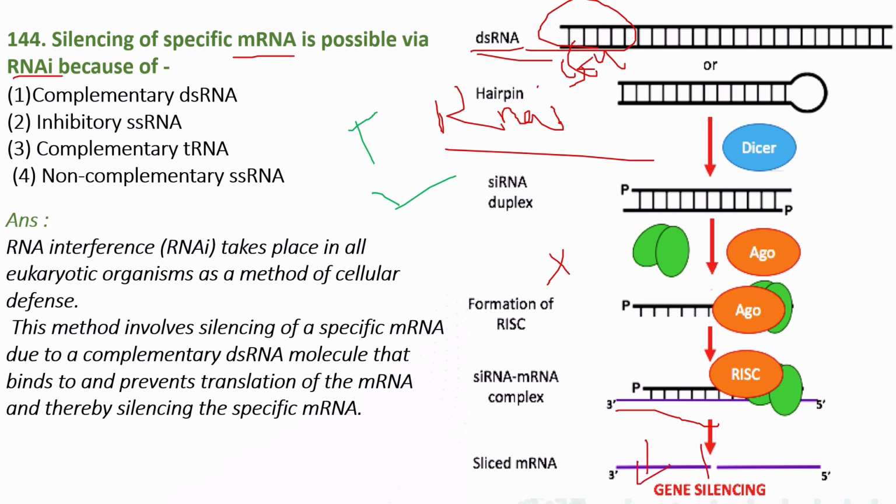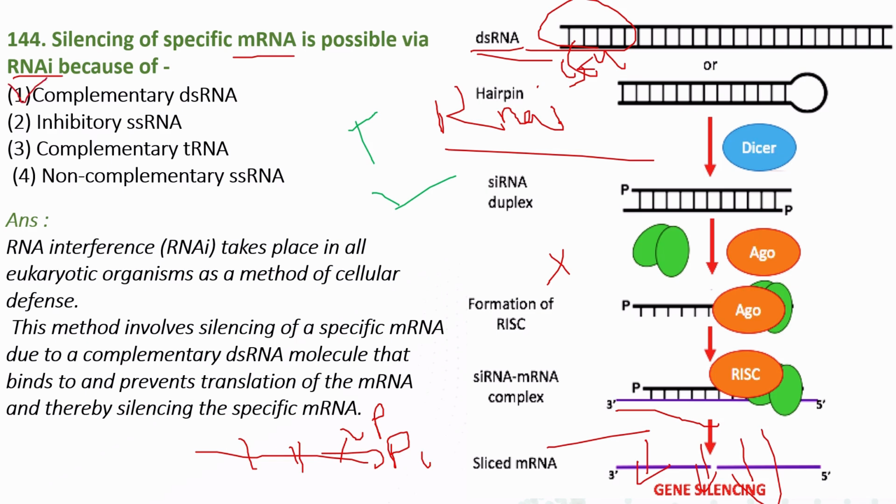Silencing means it will break down that mRNA into pieces so that it cannot code, right? If the mRNA is intact, then it can code for another protein, but if it is broken down into so many pieces, it cannot code for any specific protein. So like that, it will silence the mRNA with the help of RNAi or double stranded RNA, which you can also say is known as a complementary double stranded RNA.